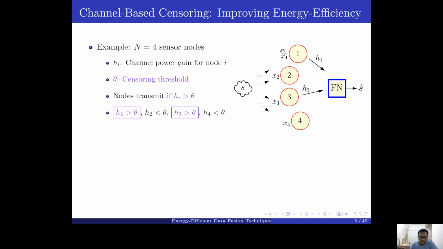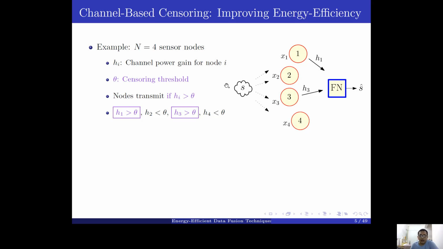Now, let us understand how censoring works and let us see if it has any trade-offs. We showcase censoring with an example. Here we talk about channel-based censoring. We have 4 nodes in a network which observe some parameter S. They record their measurements x1, x2, x3, x4 and they transmit these measurements to a fusion node which generates an estimate S hat of S.